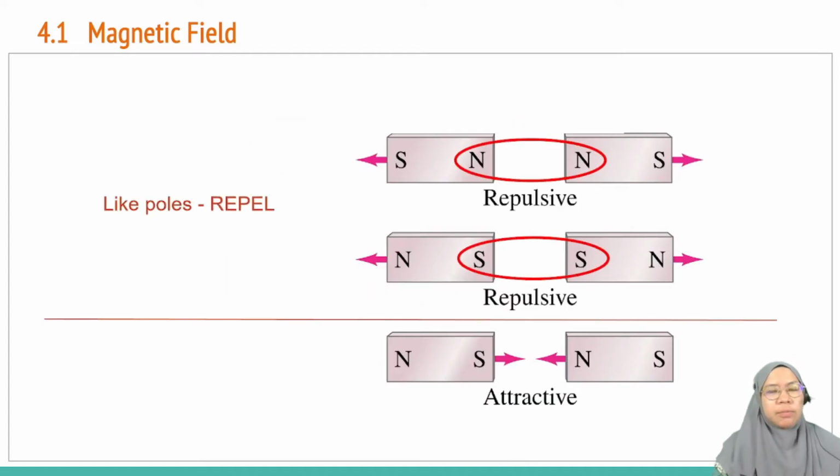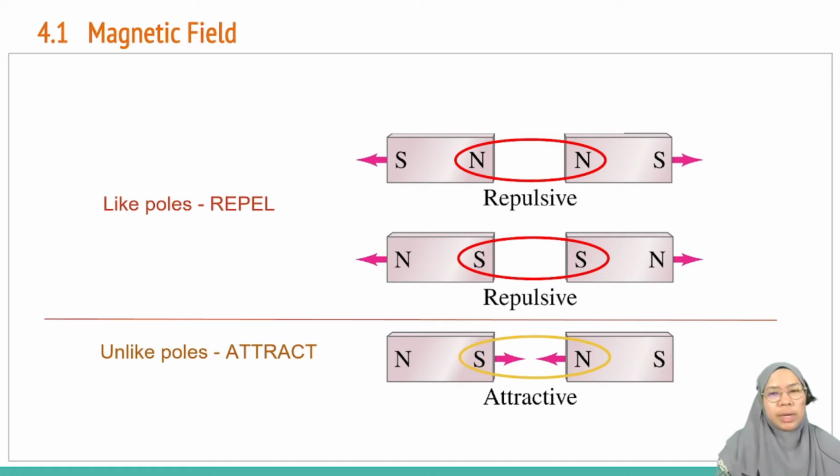Scientists have found that when like poles facing each other are brought together, they will repel each other. This is because of repulsive force. And for unlike poles, they will attract each other, because of attractive force.